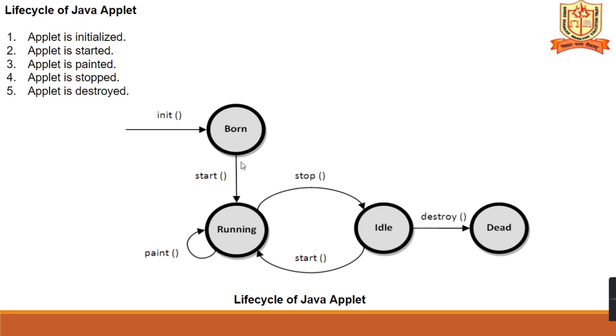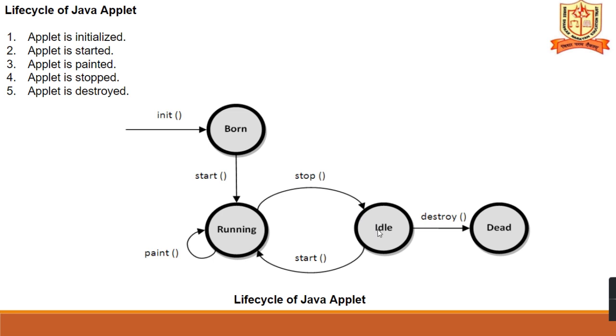And after this, it calls the start method. So once the applet is started, the start method is called and it comes under the running state. In this running state, the paint method is called. Suppose you want to write something in the applet, you can use this paint method. You can bring the applet from the running state to the idle state by calling the stop method. Once you call the stop method, the applet becomes idle.